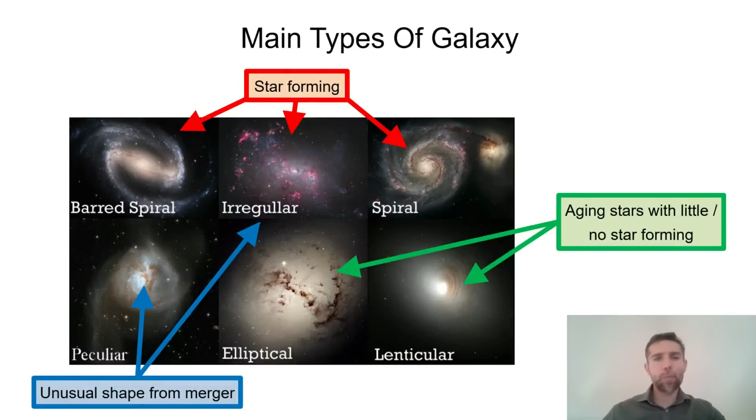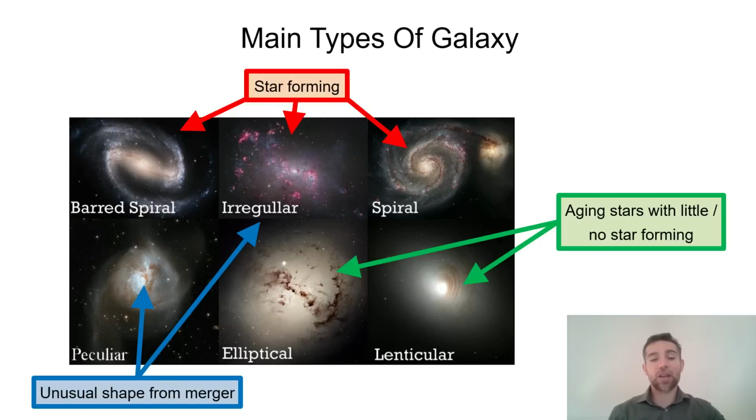So, main types of galaxies then. The top 3 are typically star forming, although you do get star formation in all of them, but the rates of star formation are significantly less. Barred spirals and spirals are pretty much the same thing. The only significant difference is they have a bar in the centre. Irregular galaxies don't have any uniform shape, but they do have significant star formation occurring.